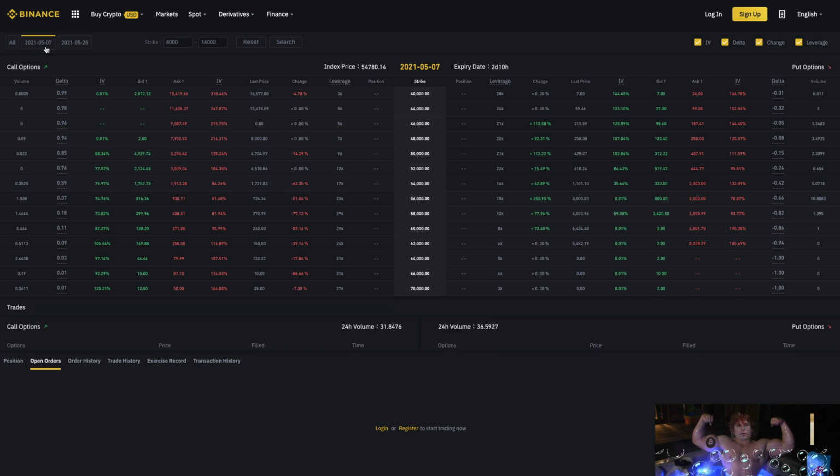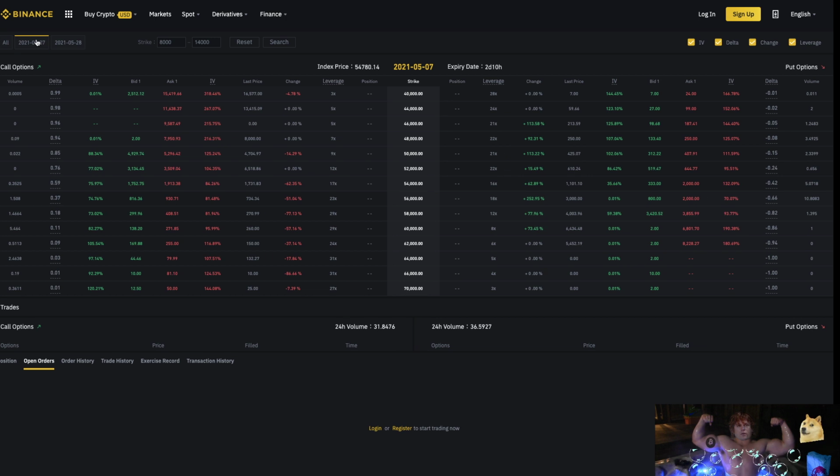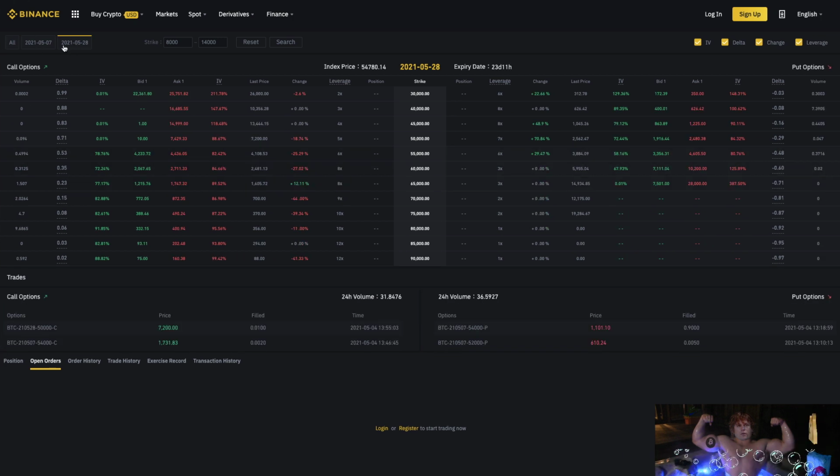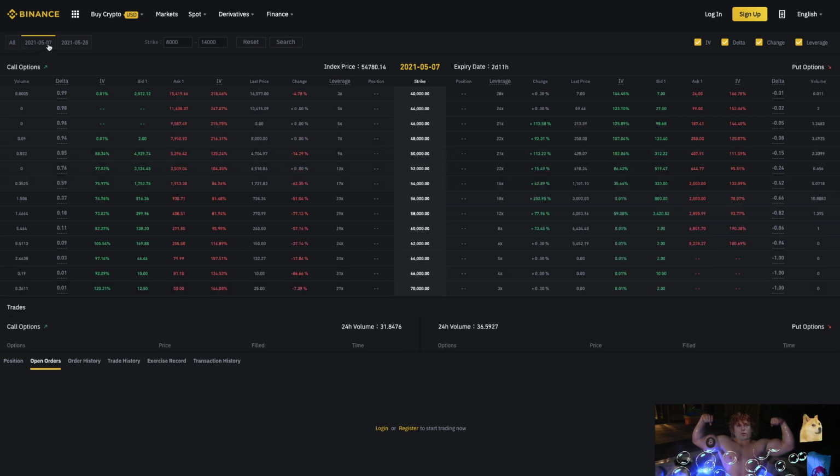This is Binance. They have options now. But it's the same on Deribit and most of the other platforms. FTX is a little bit different, but we're going to use this. This is the date that the options expire. This is going to be May 7th, so in a few days. This is the strike price. On the left, calls. On the right, puts.